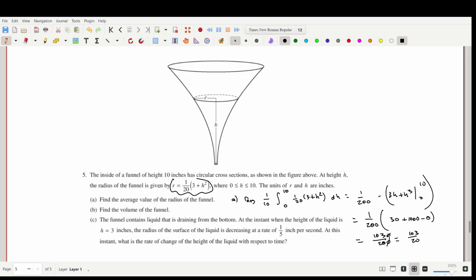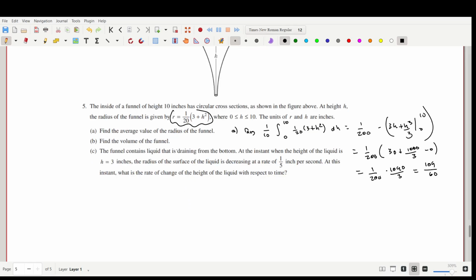What on earth am I doing? Try that again. Very silly mistake. Just going too fast. h cubed over 3, of course. And you get, instead, 30 plus 1,000 over 3 minus 0. And that's really not much more fun. That is 1 over 200 times, that's 90, so 1,090 over 3. 0 still has canceled. This is 109 over 60, I think. And that is not divisible by 2 or 3 or 5. So that's fine. All right.